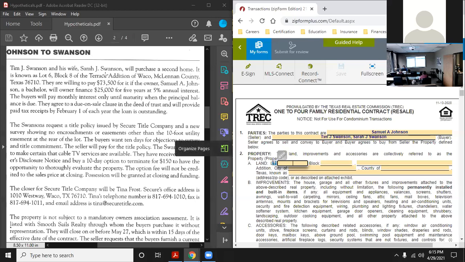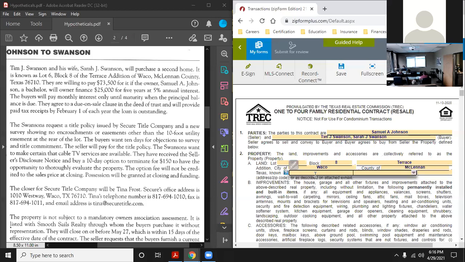And then right here, you have this stuff given to you. So it's going to be lot 6, block 8. I'm assuming Terrace Edition, or Terrace, I don't know. Let's say Terrace Edition of Waco. Actually, I bet the subdivision is called Terrace, and it's an edition of Waco. So let's just put Terrace. And it is the city of Waco. And what is the county?